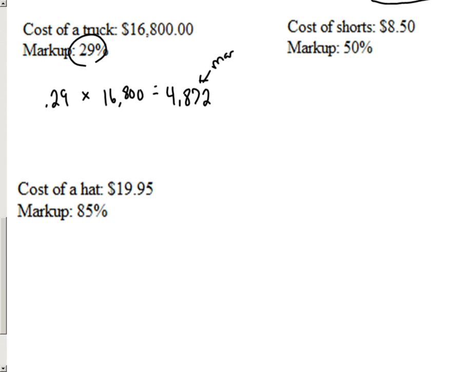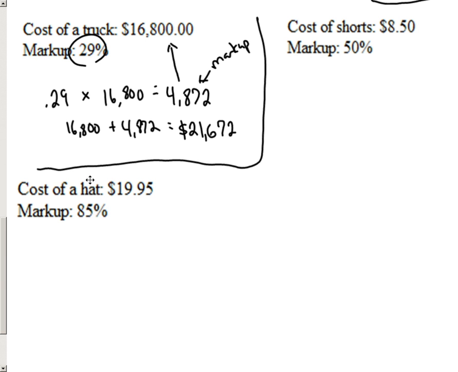That's your markup. And if they want to know what the selling price is, you add this markup to your original cost. So here's $16,800, and you just add on the 4,872. And let's see. That tells us that if you want a 29% markup, you need to put this price tag on the truck to sell again, $21,672.